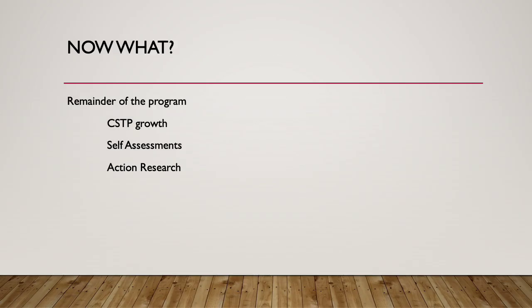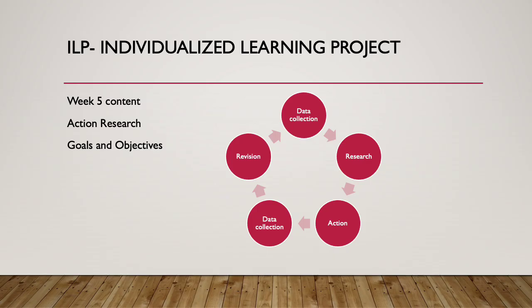Well, what now? For the remainder of the program, you're going to start using those documents to show growth in the CSTPs. You'll be doing some self-assessments, and how are you going to do that? You're going to do that through action research. In this program, action research is the Individualized Learning Project, or the ILP. Make sure you look at the week 5 content before you get started on working on that assignment.